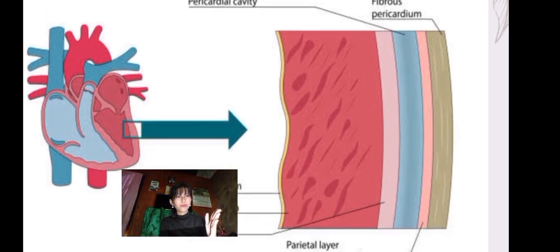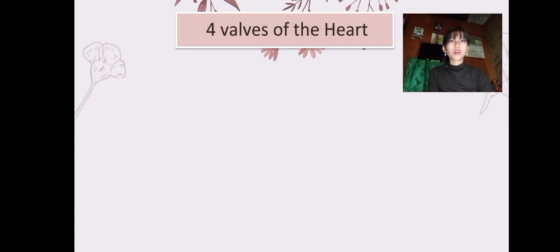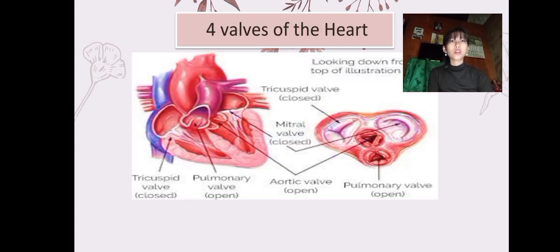Epicardium is the violet or purplish colored lane, and the rest of it is its part, which is the parietal layer of serous pericardium, pericardial cavity, and fibrous pericardium. The heart also has 4 valves. These valves are the tricuspid valve, pulmonary valve, mitral valve, and the aortic valve.